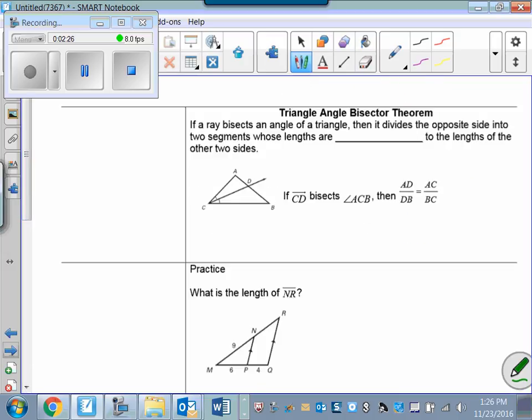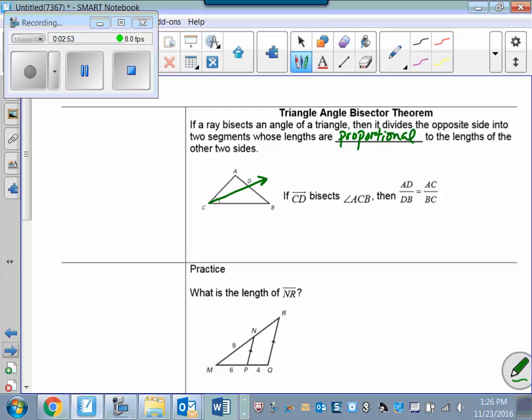So let's see how that, oh, sorry, we got another one. I forgot about the triangle angle bisector theorem. It says if a ray bisects an angle of a triangle, so that's what's happening here, CD, then it divides the opposite side into two segments whose lengths are proportional to the lengths of the other two sides.